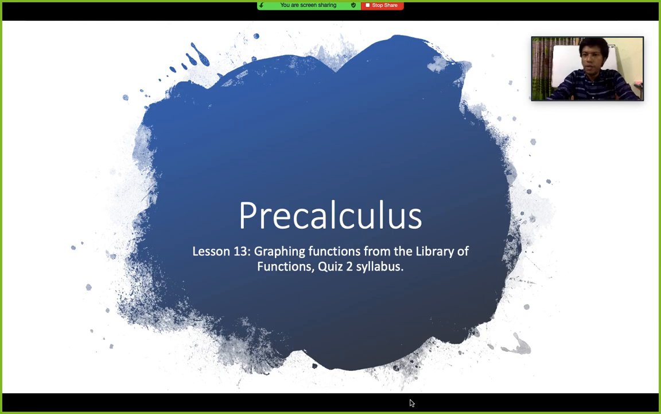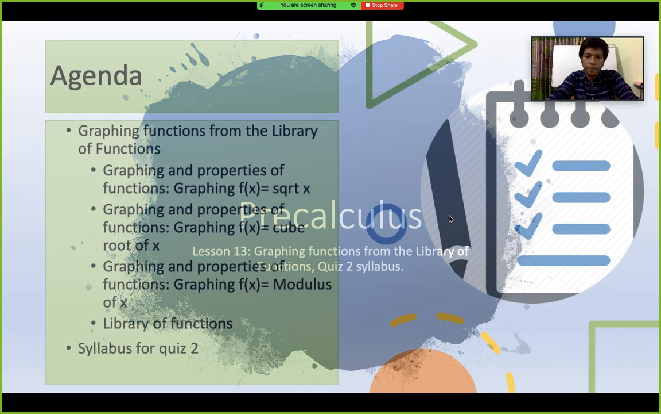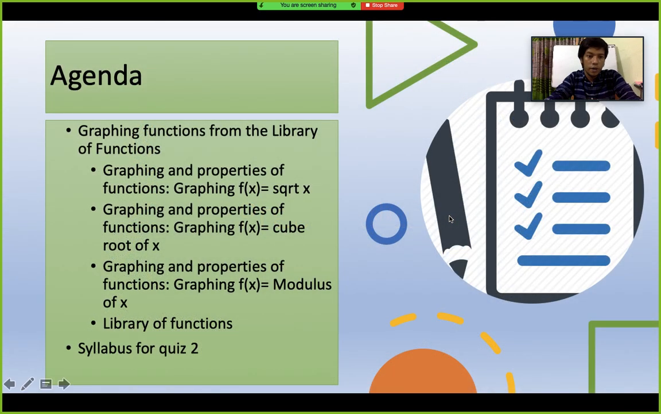Calculus lesson 13. In this lesson, we will discuss a library of functions, where we will try to draw a couple of functions and then discuss their properties, what they do, and what they mean. Then we will discuss the quiz 2 syllabus, which is next week actually. So this is our agenda for today's class.